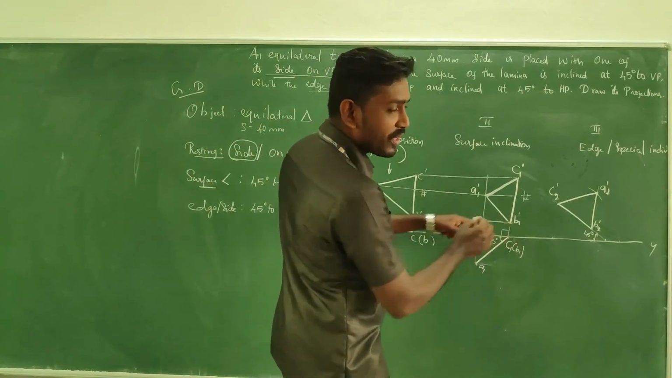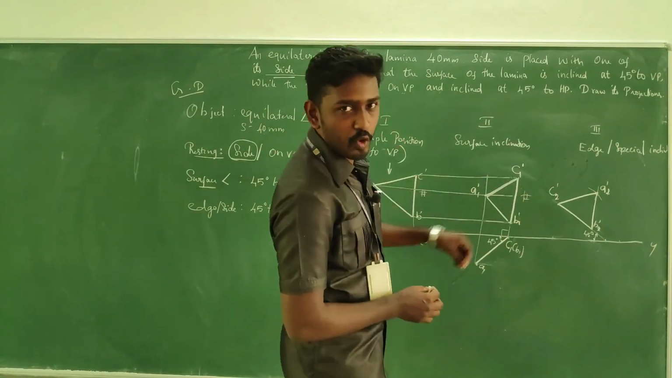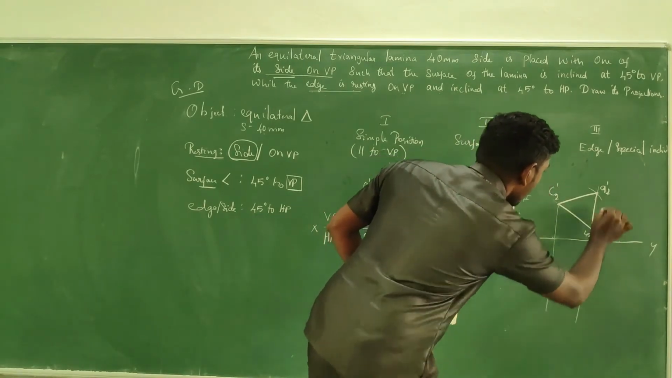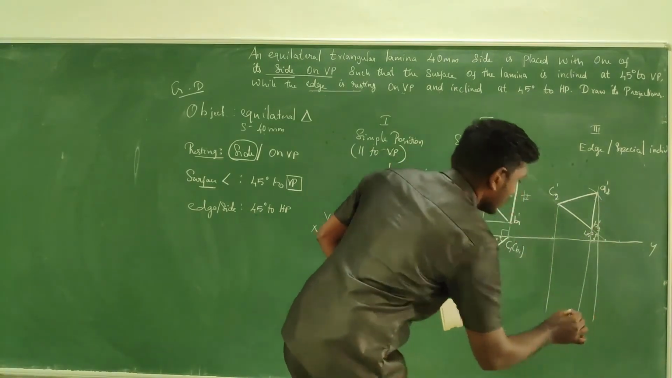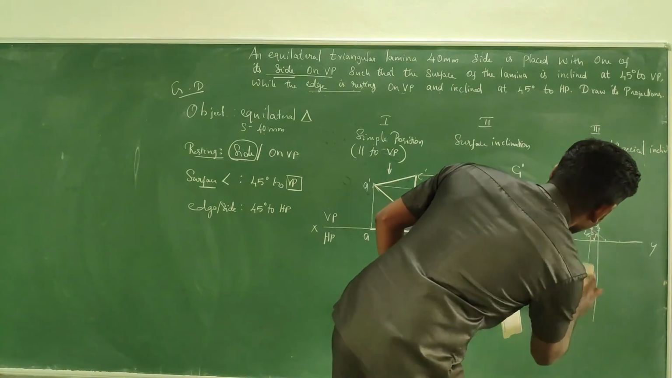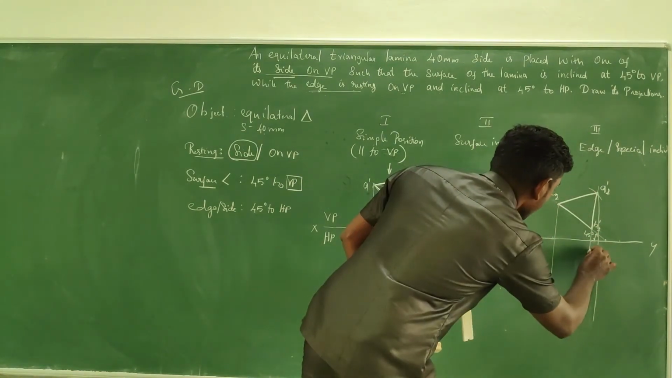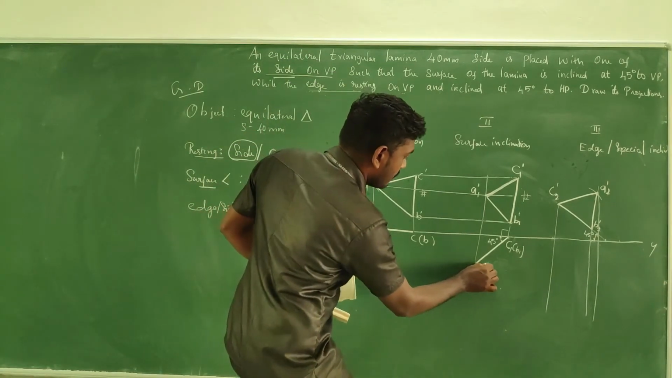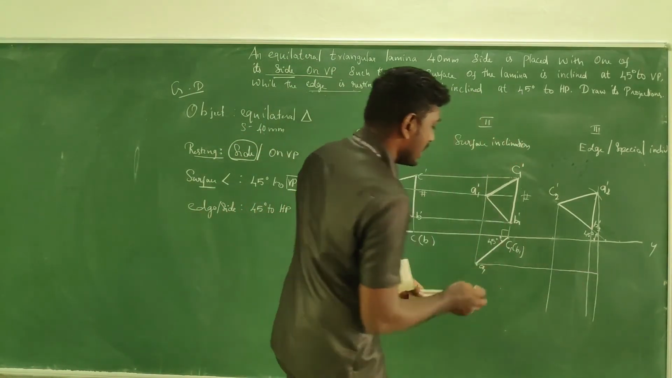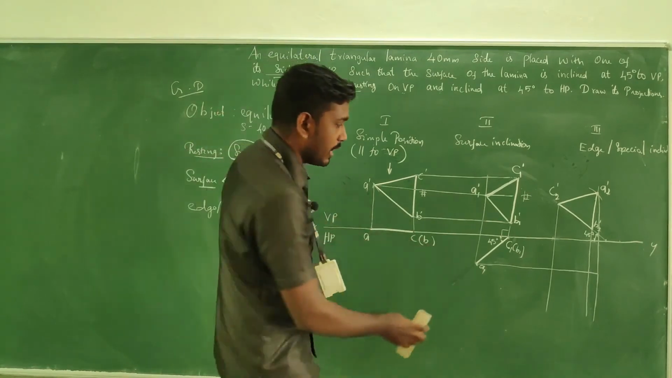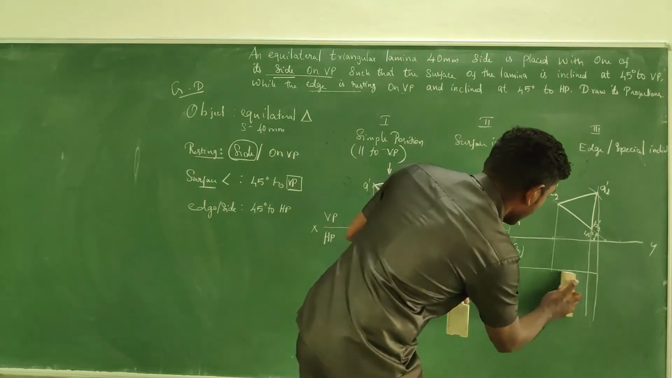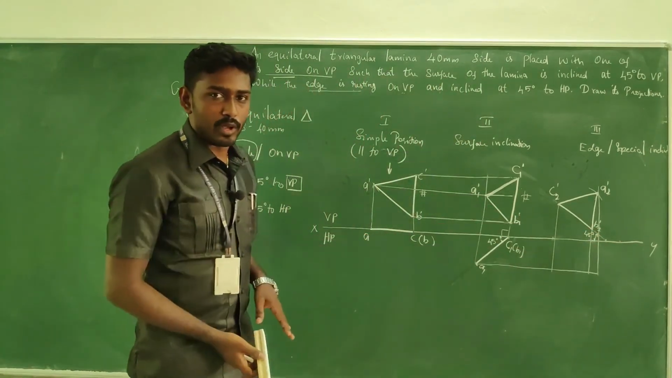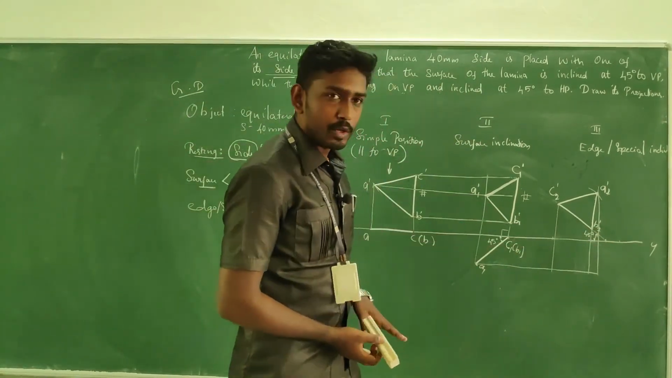Fine. So now, in order to get the final top view, we have to take the projectors from the front view, something like this. The vertical projectors should be dropped, right? So you will get the vertical projectors something like this. As well, we have to take the projectors from the previous stage top view. And this C and B, when you are taking the projector, it goes to the XY line. So this is how we will get the projectors.